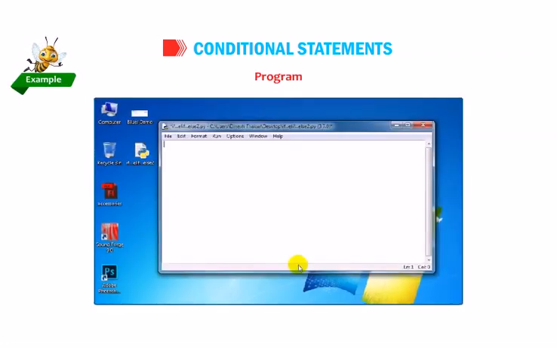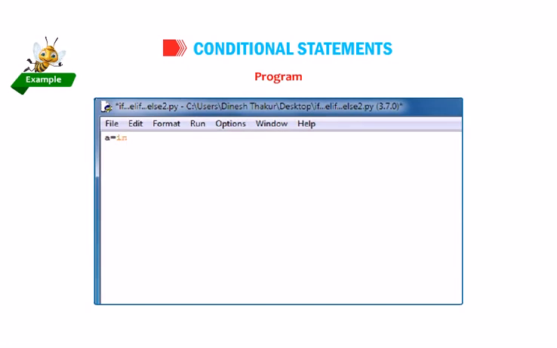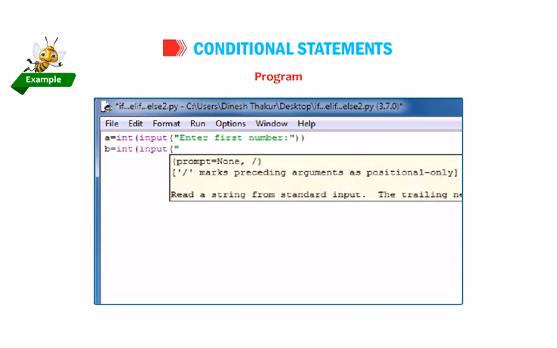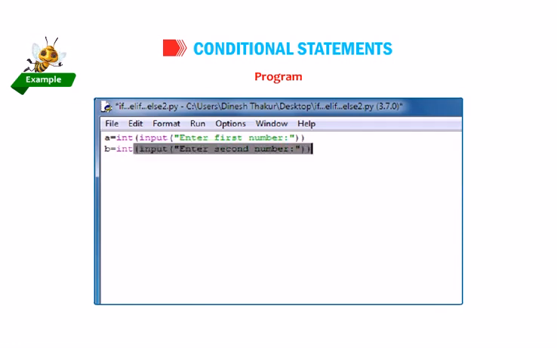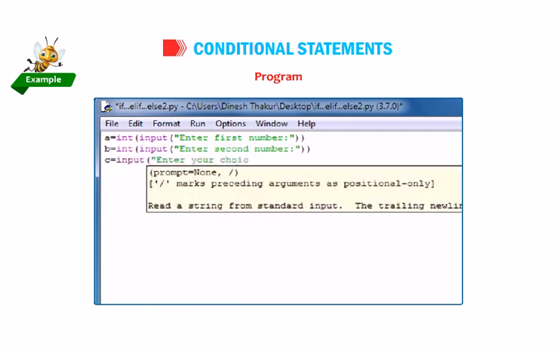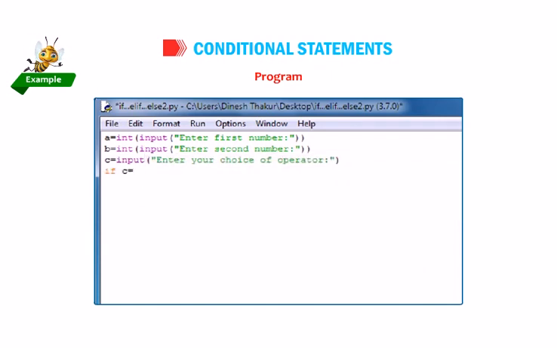Example program. A = int(input("Enter first number:")). B = int(input("Enter second number:")). C = input("Enter your choice of operator:"). If C == '+': print("The sum of the number is:", A + B).